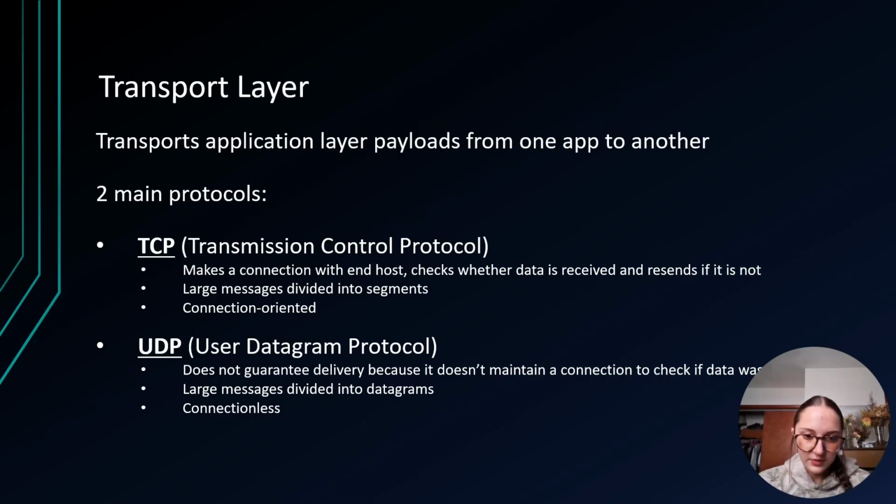TCP is also connection oriented, whereas UDP doesn't guarantee delivery because it doesn't maintain a connection to check if the data was or wasn't received. These large messages are divided into datagrams, which is different from segments in TCP. And it's also a connectionless protocol.